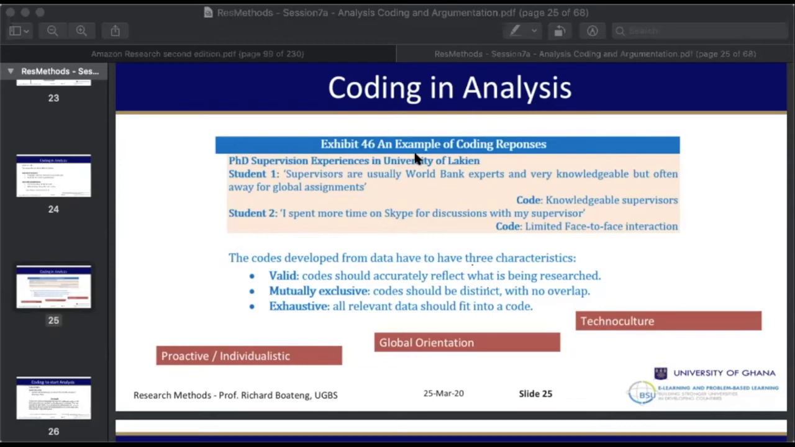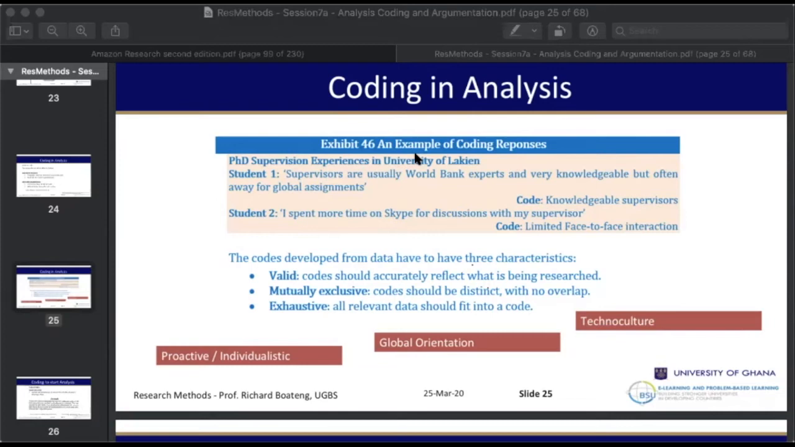All relevant data should fit into the code. You see, if you just say knowledgeable supervisors, it's only an aspect of the data the person has given to you. So you have to develop another code. And when you put all the codes together, by the time you finish, the conclusion that you put across is that doing a PhD in this university requires you to be proactive or individualistic, and also requires you to have a techno culture. Now, that could be a core summary, you may say.